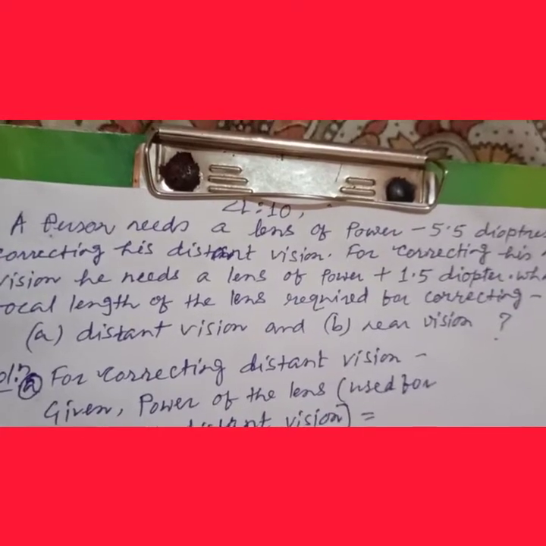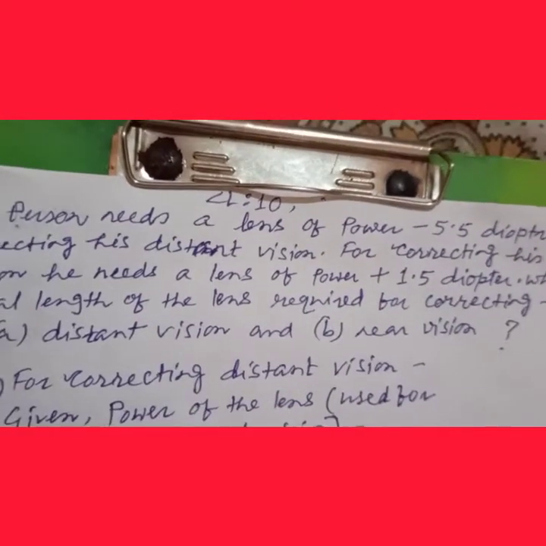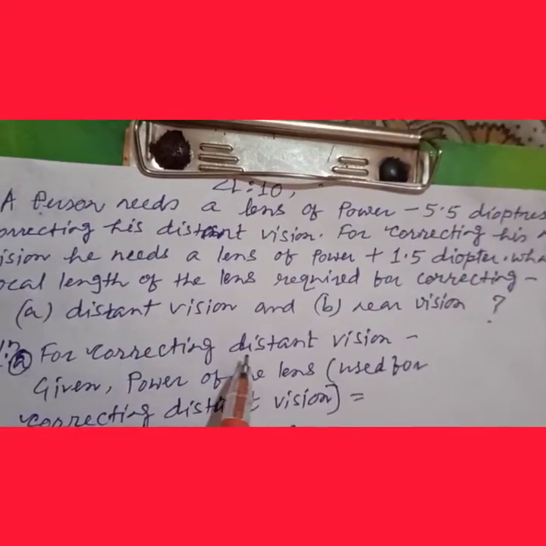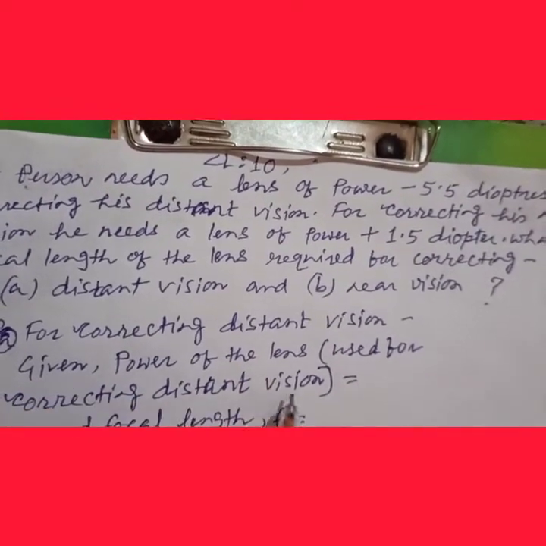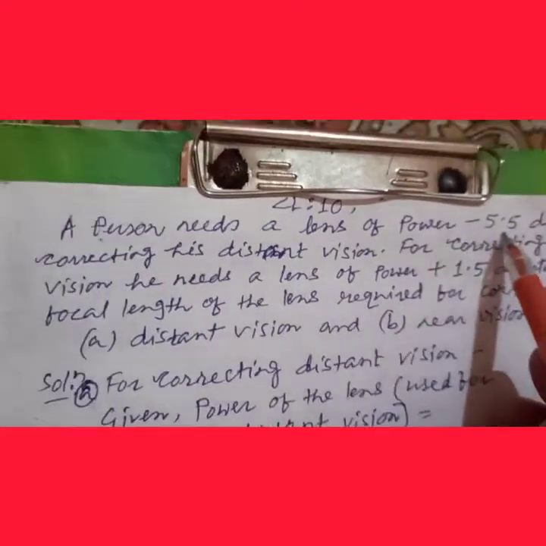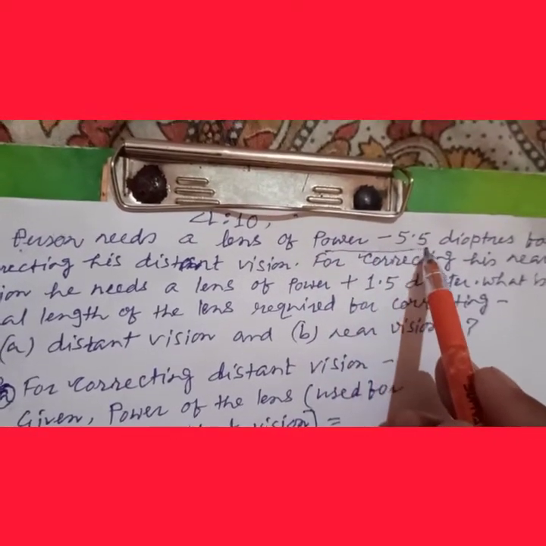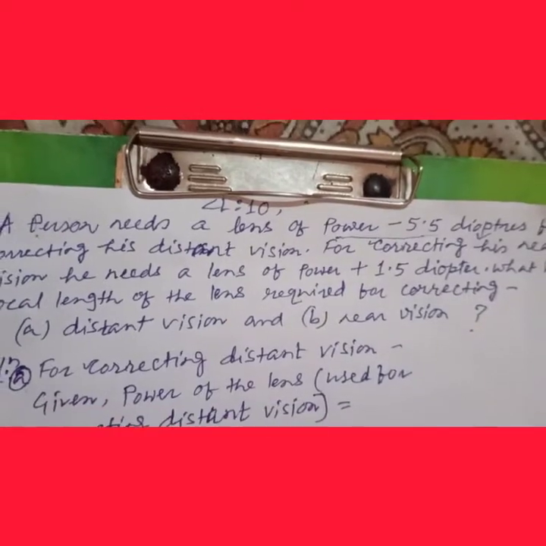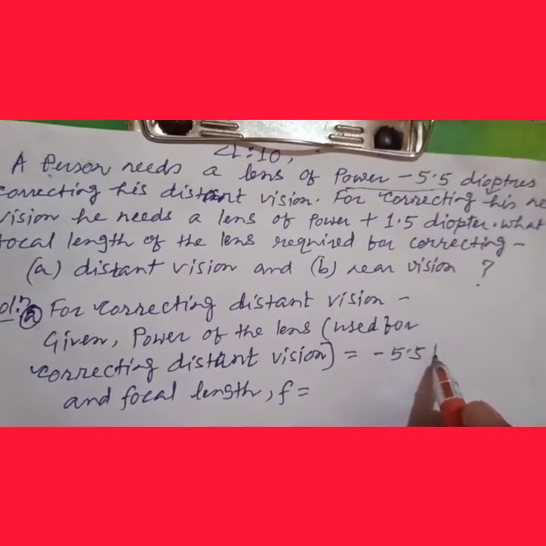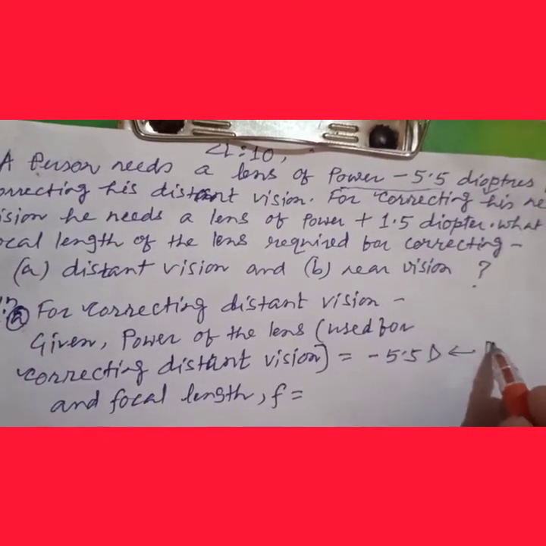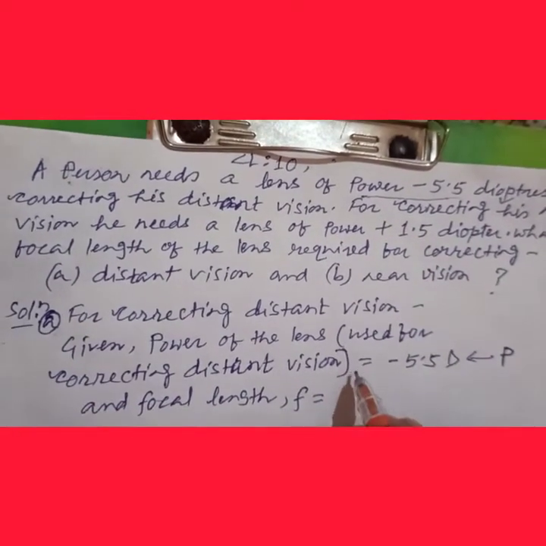So we have to find out the distant vision and near vision. I have written down here, for correcting distant vision, the given power of the lens is equal to minus 5.5 diopters. The unit is diopter, so you write minus 5.5 diopter. That is also known as P, power of a lens. You can write D.